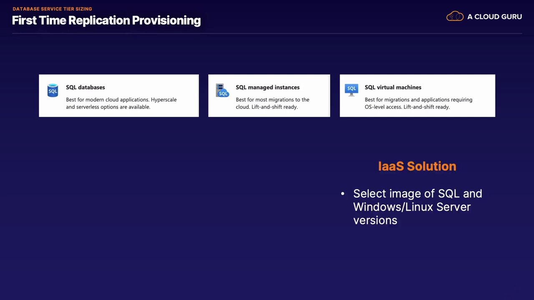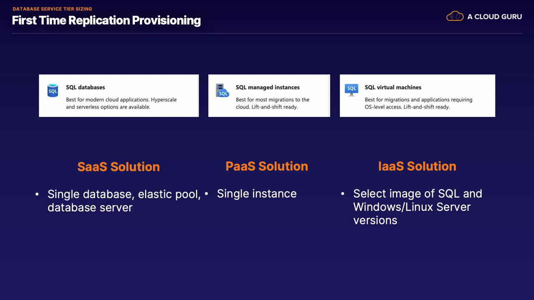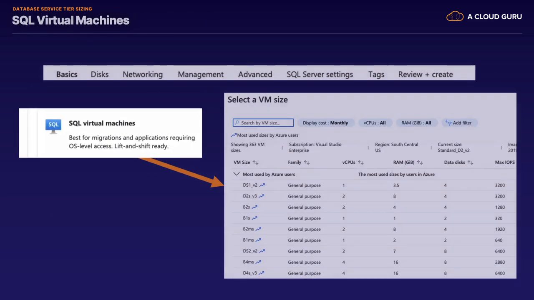SQL virtual machines is the infrastructure solution. It's going to be most similar to deploying a virtual machine in the cloud rather than on-premise. You're going to be selecting the operating system and the version of SQL Server that you're going to use to manage that machine. SQL Managed Instances is the platform solution, where there is a single instance that is going to be lift and shift ready for a migration in the cloud, but you're not managing the operating system. SQL Databases is the software as a service solution, where you're going to be just deploying a database by itself and sizing appropriately. Let's move into a little bit more detail, starting with the SQL virtual machines.